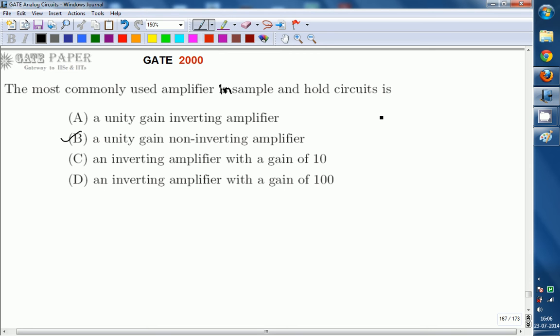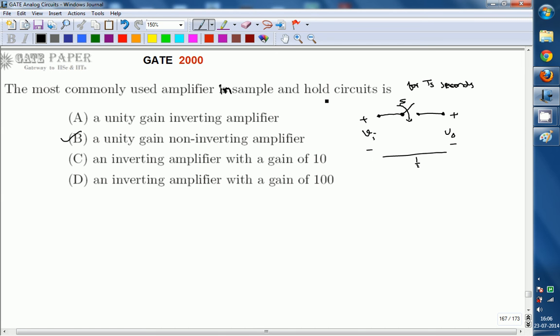The sampling can be done with the help of a simple switch like this. Let us assume we are going with a switch S, and it will be closed after every Ts seconds. You apply an input signal Vi, and the output of the switch is V0. So this is a switch.